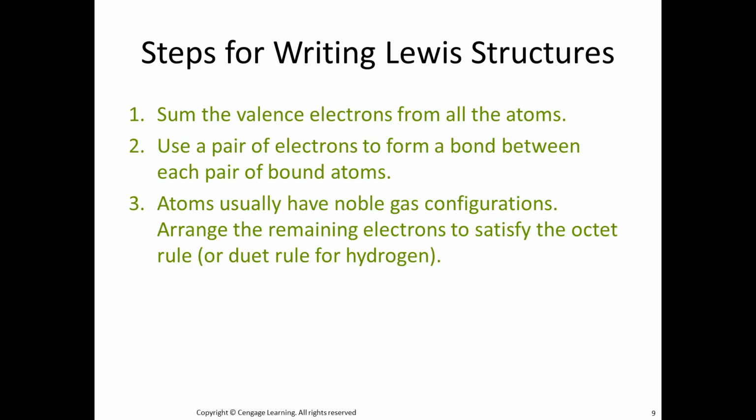Keep in mind that atoms usually have noble gas configurations, so we look at how many electrons we have remaining and we distribute them so as to satisfy as many octets as possible. Remember, for hydrogen, we only need a duet of electrons. If we cannot satisfy all of the octets, then we start moving electrons around and try making double or triple bonds to satisfy all of our octets.